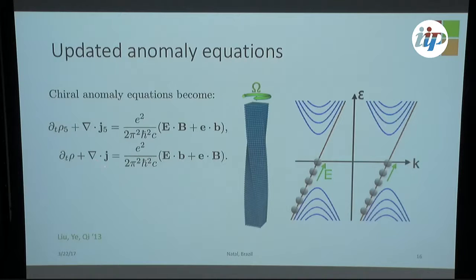So here you have the anomaly equation for the real density and current. And then if you have both pseudoelectric and pseudomagnetic field, you still have contribution to the previous ρ5 and J5 terms. So in terms of the chiral Landau levels, what does it mean for the bulk?